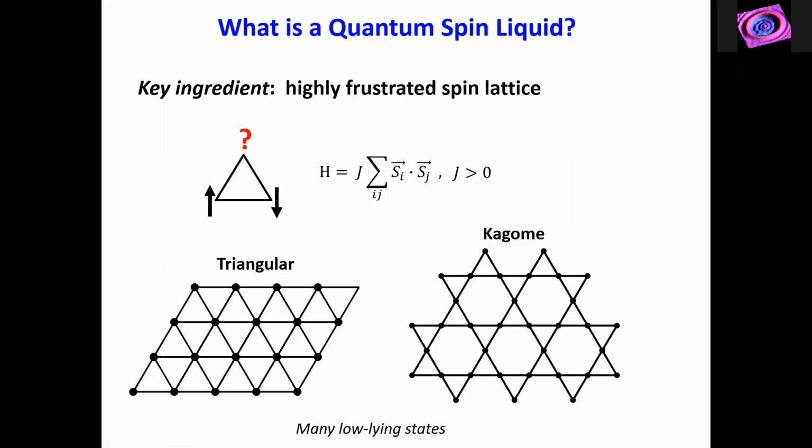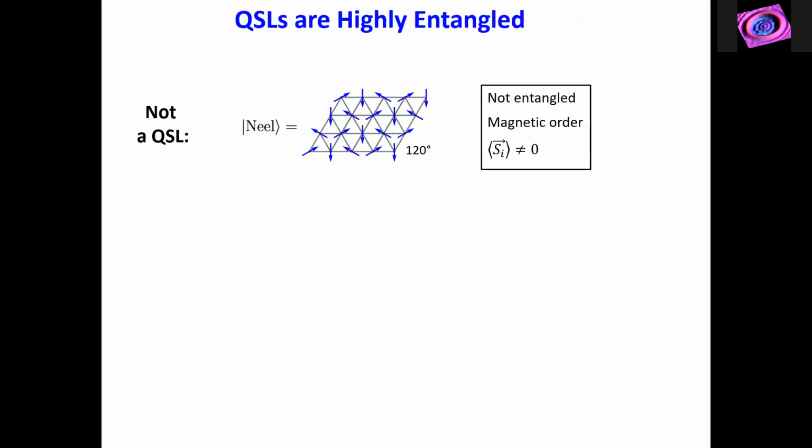Okay, so what is a quantum spin liquid? That's the main topic in this talk. Well, a key ingredient to quantum spin liquids is that you need a highly frustrated spin lattice. So if you have a bunch of spins that are interacting with each other via a Heisenberg Hamiltonian, as you see here, where J is positive, and so you get antiferromagnetic interactions, then if you put them on a triangle, you can see how that third spin doesn't know which way to point. That's frustration. And so there are some famous lattices that give you spin frustration, such as the triangular lattice and the Kagome lattice, which classically give you a lot of low-lying magnetic states. And quantum mechanically, they can lead to interesting behavior too, such as quantum spin liquid behavior.